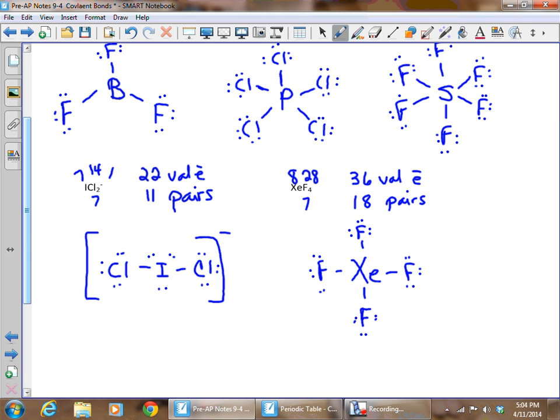Now all we have left are 2 more pairs. Where are they going to go? On xenon. Usually it doesn't matter which you choose, but choose across from each other. So there's our 6 pairs of electrons around xenon. Expanded octet, but it's what it has to have in order to satisfy those valence electrons.